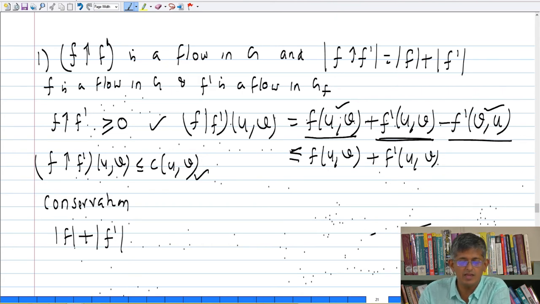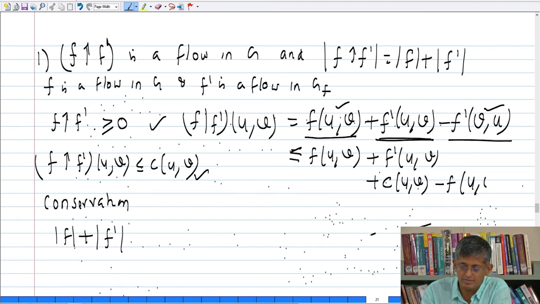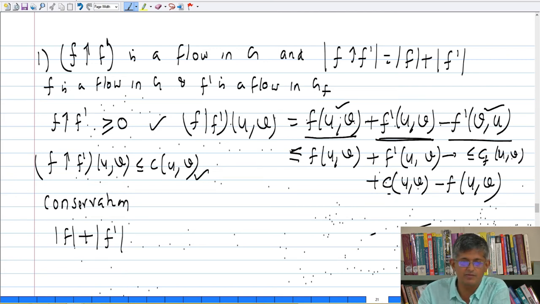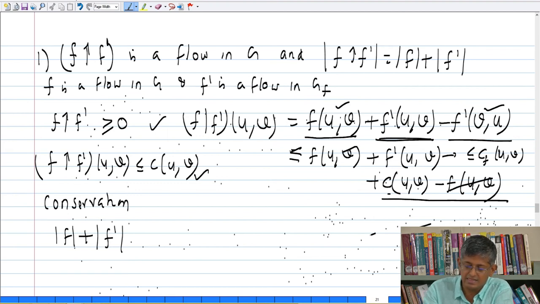But what is f prime of u comma v? This is u comma v, this is u comma v. So this is equal to the capacity of u comma v in the network minus f of u comma v. That's the definition of the residual capacity. So f prime of u comma v is less than or equal to the residual capacity, cf of u comma v, because f prime is a flow in the residual network, and cf of u comma v is exactly equal to this value. Therefore, for the augmented flow, that is f augmented with f prime, this cancels and this cancels.